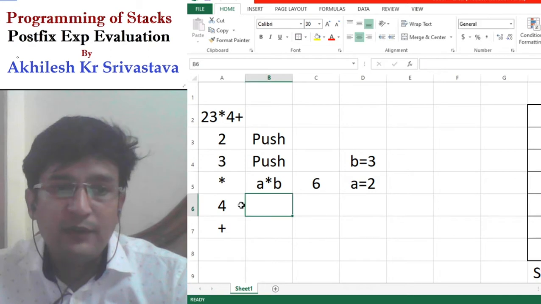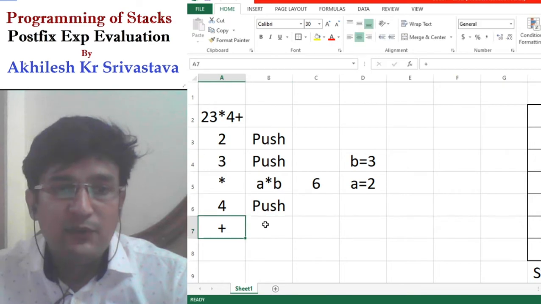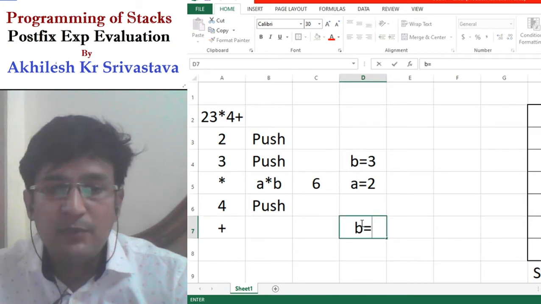Okay. Now after this we have a 4. 4 is an operand, so we need to push this on the stack. So 4 has been pushed on the stack, and we have a plus, which is an operator. And in the case of the operator, we will pop the stack. So the first popped item is taken in B. The first popped item is 4. The next popped item is taken in A, that is 6.